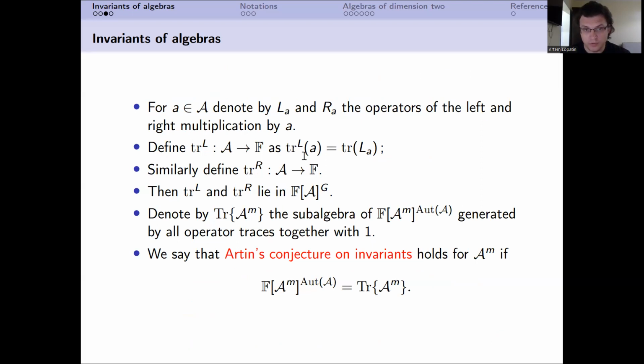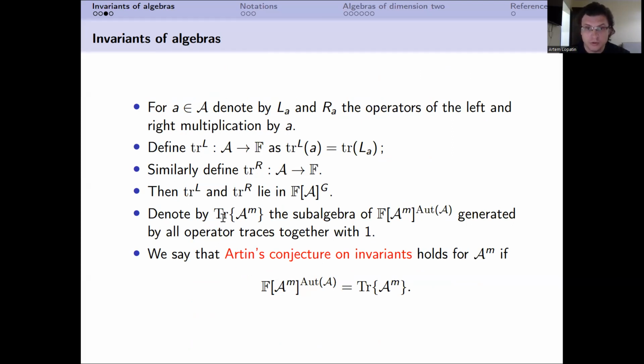When we verify this formula, we will use the usual property of a trace. If we have the trace of a matrix A, and we conjugate this matrix by some invertible matrix, then the resulting matrix, of course, has the same trace. So we use this property to obtain that any trace, left trace and right trace, are both invariants.